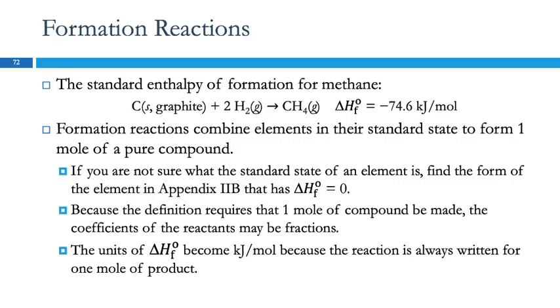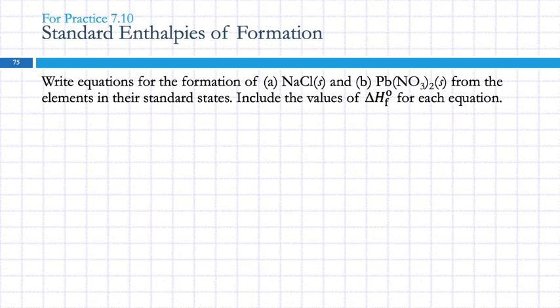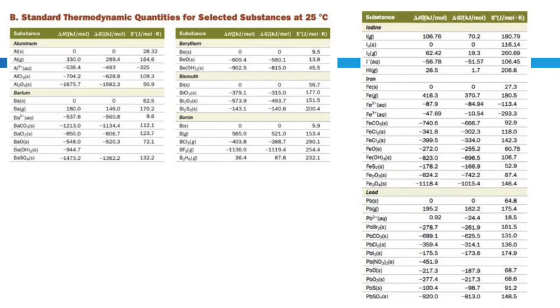And then this is where I need this one. Lead nitrate is down here. Now this is Appendix 2B, and so it's got more stuff in here. It's got delta G and delta S. We're not going to use those. We're just going to use this first column. So here it is, negative 451.9.